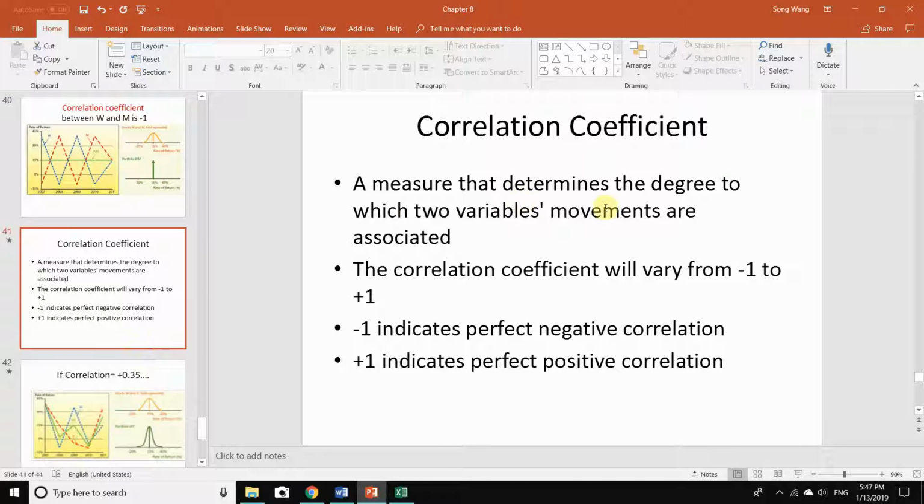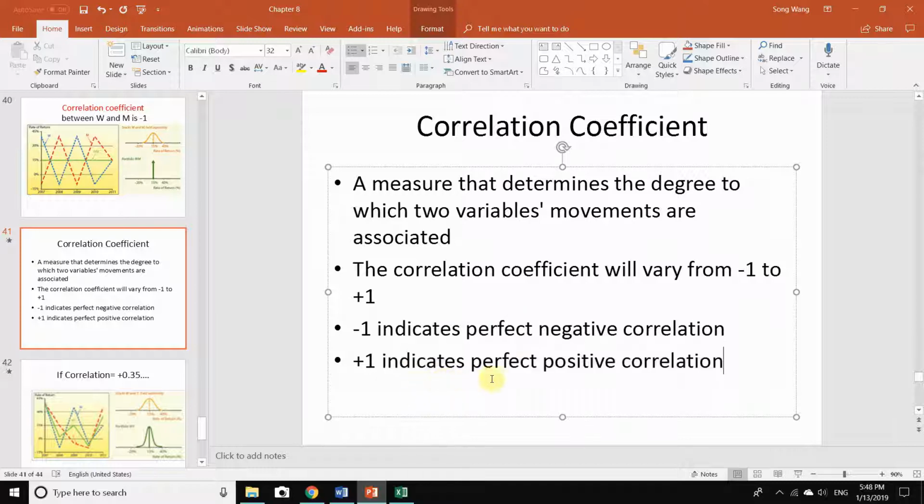Okay, so here comes the concept of the correlation coefficient. The correlation coefficient measures the degree to which two variables' moves are associated. You may have a range from -1 to +1 for the correlation coefficient. If it is -1, it means negatively correlated, which basically means if A increases by 1, B will decrease by 1. Exactly the same magnitude, but exactly the opposite direction. And a positive 1 correlation means perfect positive correlation. So if A increases by 1%, B would increase by 1% as well. It's the same direction, same magnitude.